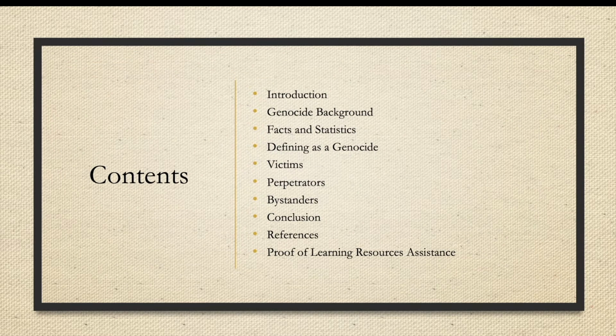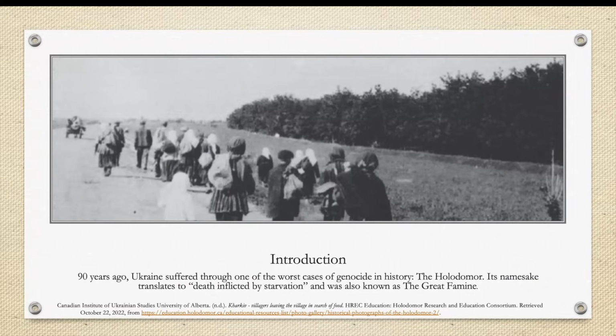These are the contents, and this is our introduction, which says 90 years ago, Ukraine suffered through one of the worst cases of genocide in history, the Holodomor. Its namesake translates to death inflicted by starvation and was also known as the Great Famine. And this is a picture of villagers having to leave the village in search for food.